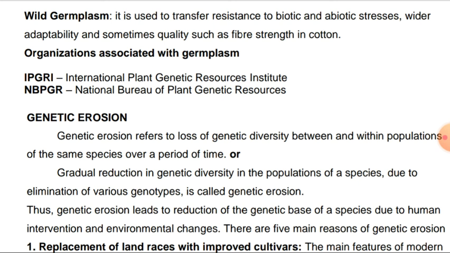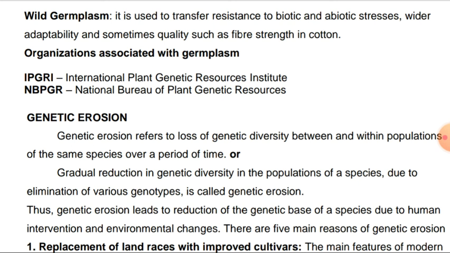Then one important term is genetic erosion. Genetic erosion is the loss of genetic diversity in a particular species, where some species are lost over a period of time. It is the reduction or loss of genetic diversity within a particular population of the species, where some genotypes are lost.